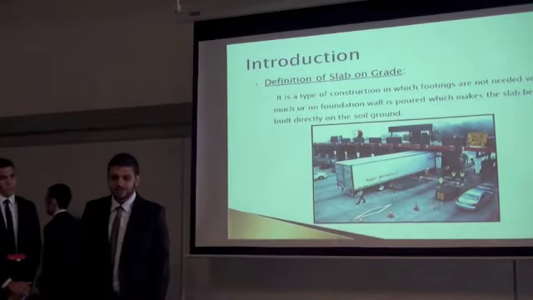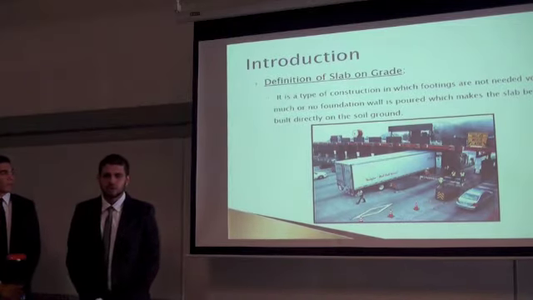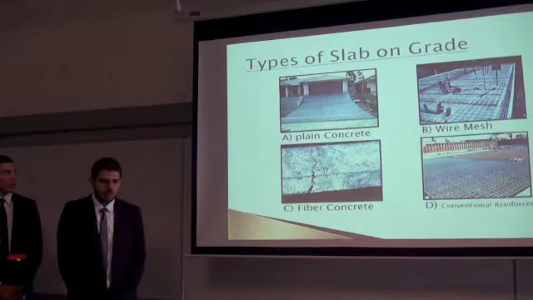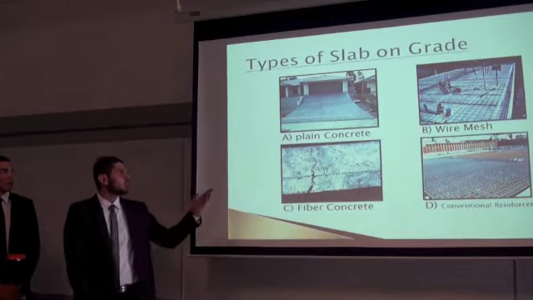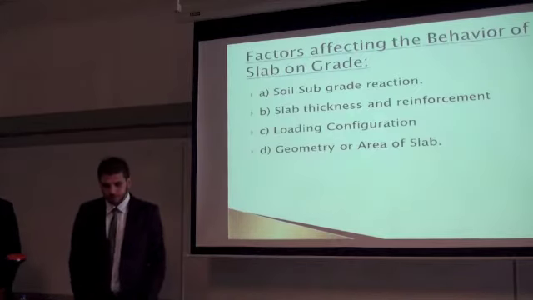A slab on grade is basically a slab with no foundation, no footings. It rests directly on soil. We're going to test four types of slab on grade. One was plain concrete, one was wire mesh, one was fiber concrete, and one was conventional reinforcement.